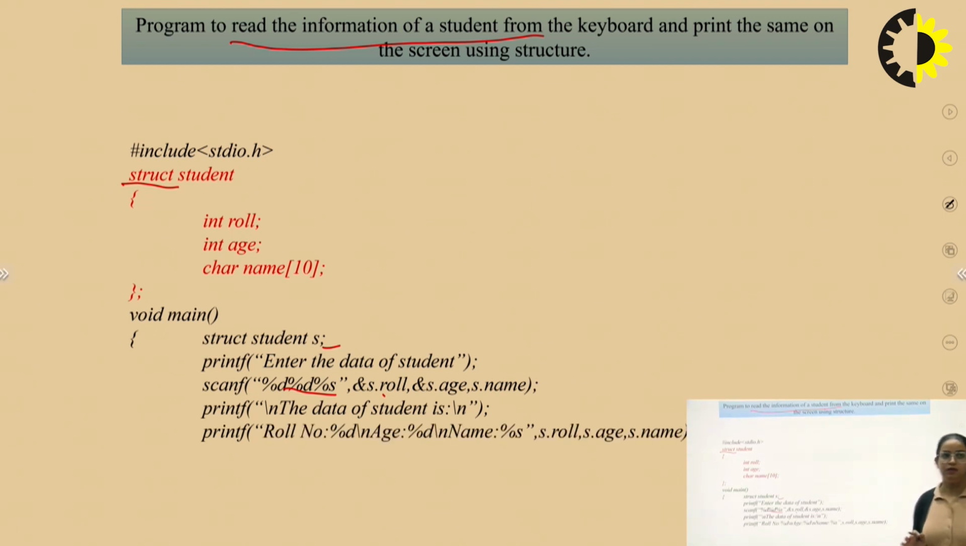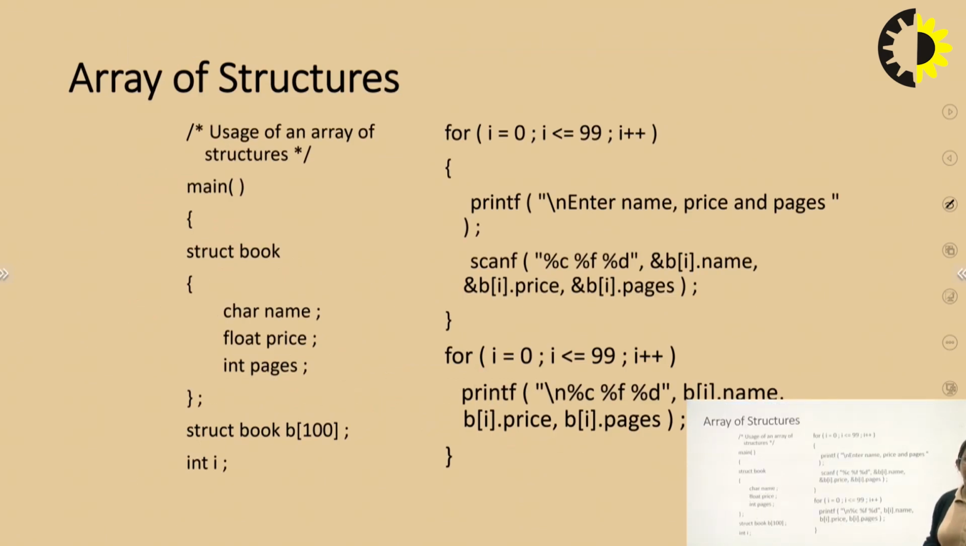Likewise, and for accessing, the same. For entering, you are using the dot operator here, and for printing also you are using the dot operator. So this is a simple example.